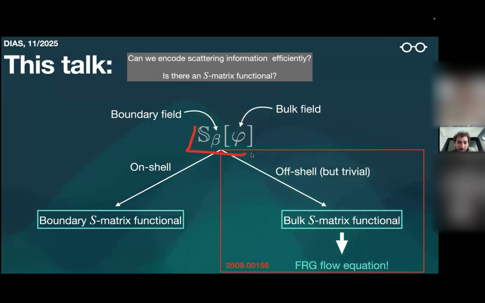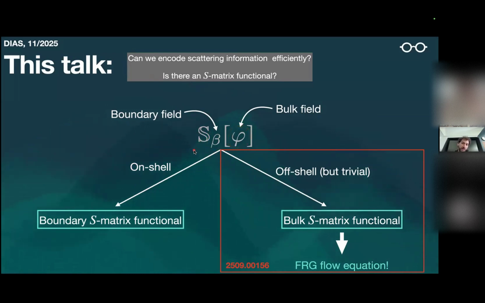This functional depends on both a boundary field beta, so this is some field configuration that lives in the boundary of my spacetime. You can think of it as boundary conditions. And it also depends on a bulk field varphi. The main point is that this generates S-matrix elements, both if I think of this as a boundary functional or if I think of this as a bulk functional.